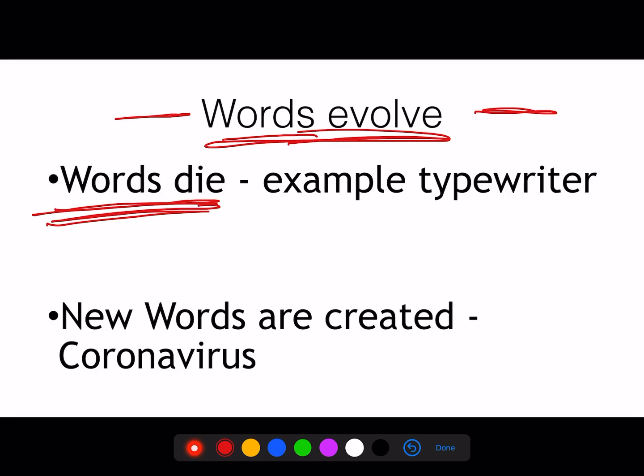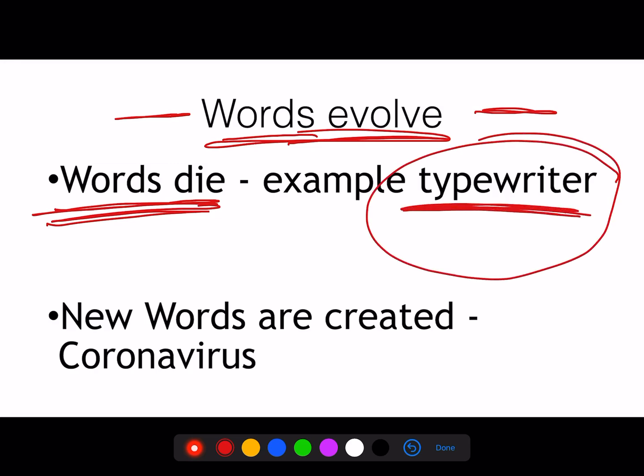And there's one word symbol that's died within my lifetime. There's several, but one that I remember is the typewriter. Typewriter is not said anymore. Okay, we've changed it to keyboard because we've moved to computers. Also, new words can be created.